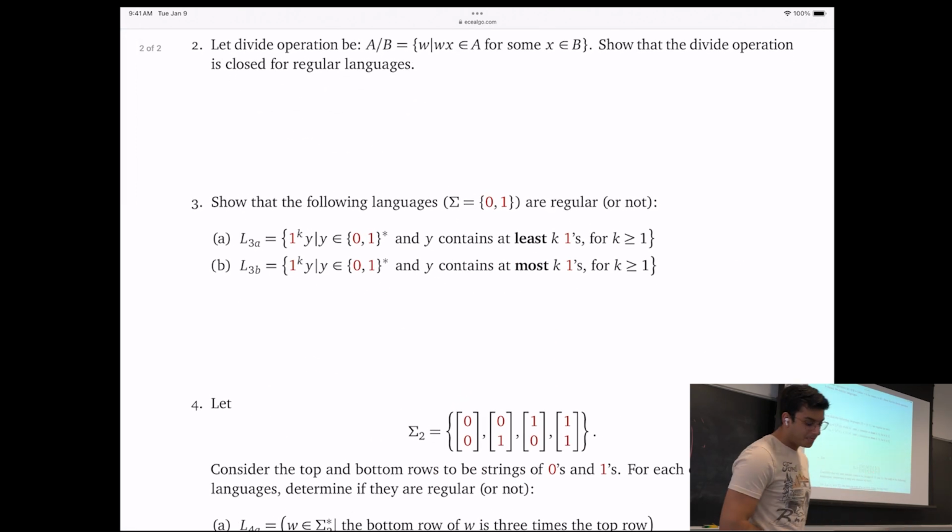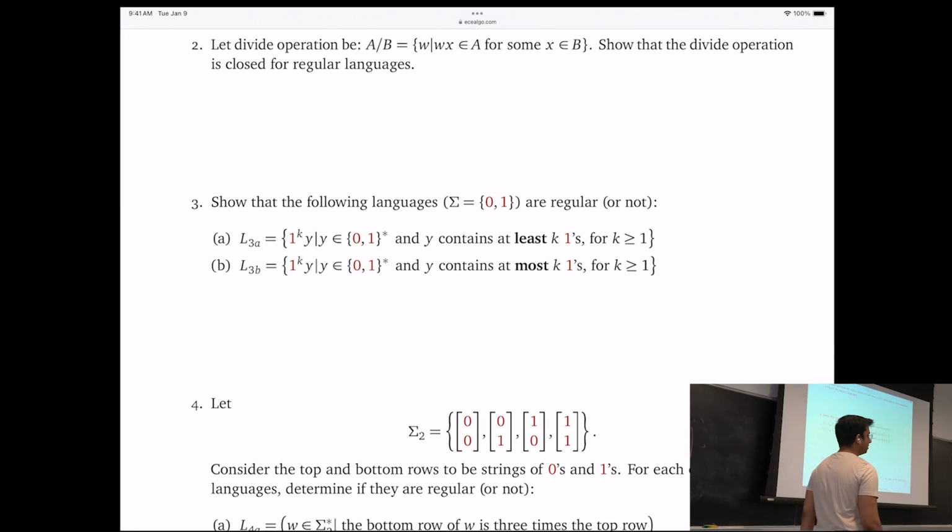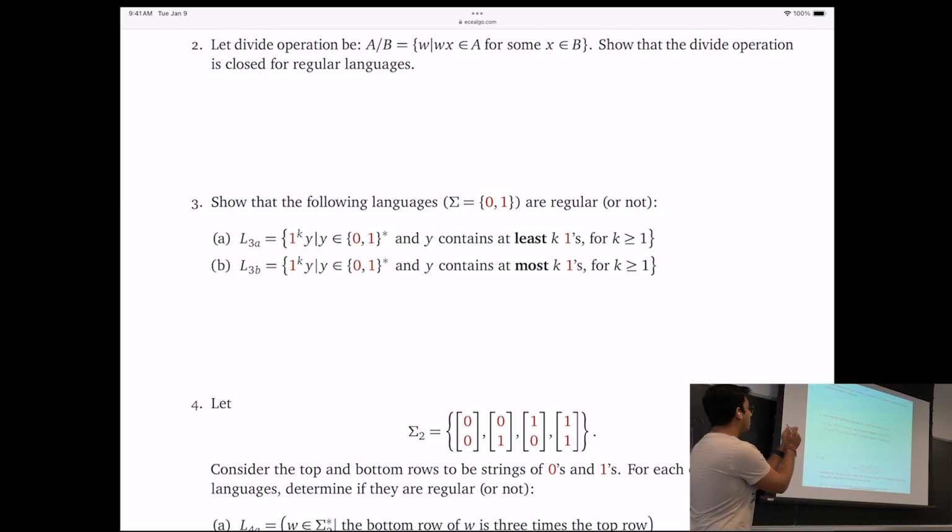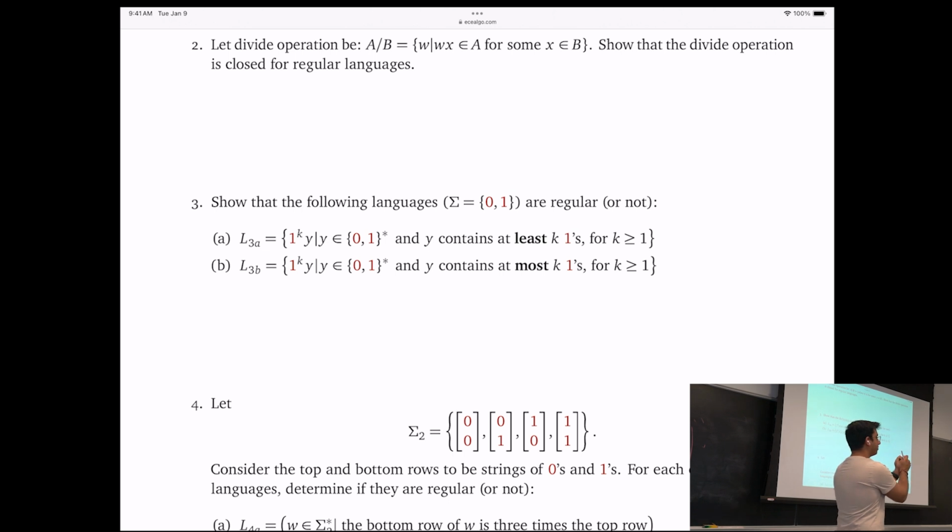Let's take this problem. I remember someone asking about this in office hours. You have the language L = { 1^k y such that y belongs to {0,1}* and y contains at most k 1s } for k greater than or equal to 1, and then another that said y contains at least k 1s for k greater than or equal to 1. Let's take the case that y contains exactly k 1s. So I'm taking the subset of the language that's common to both of them.